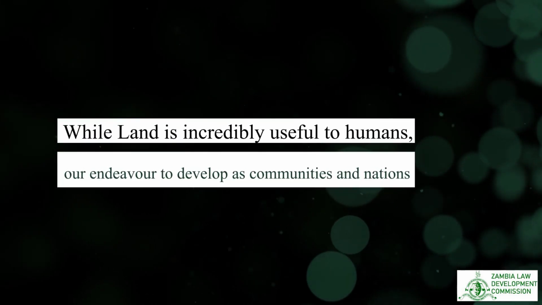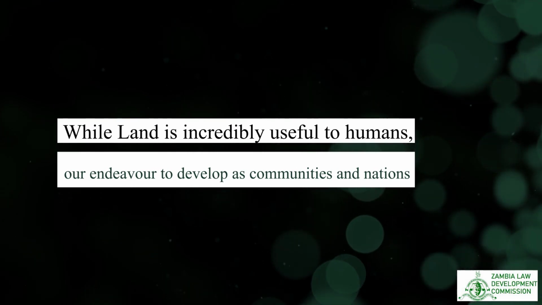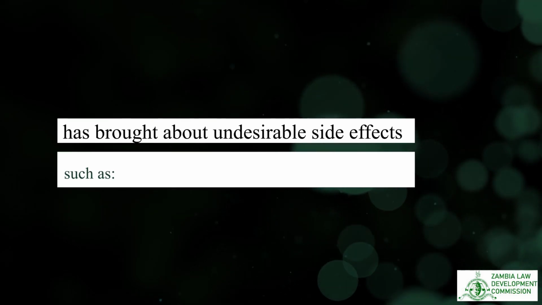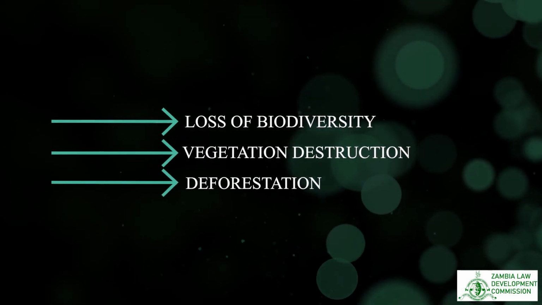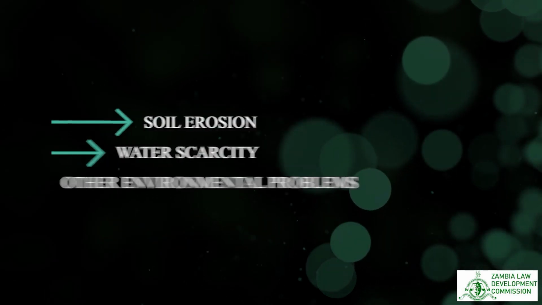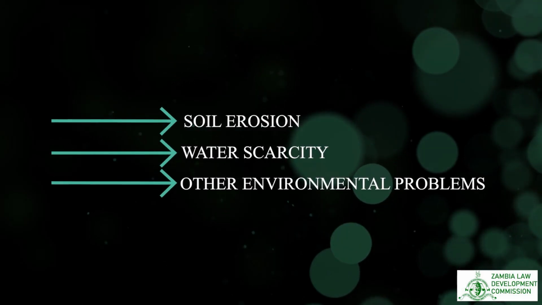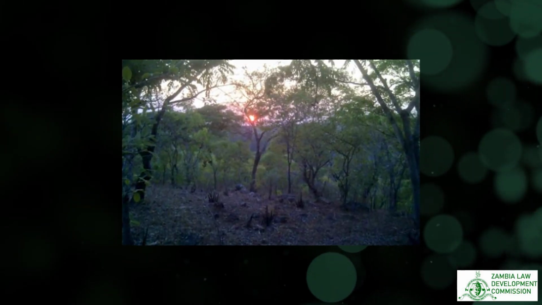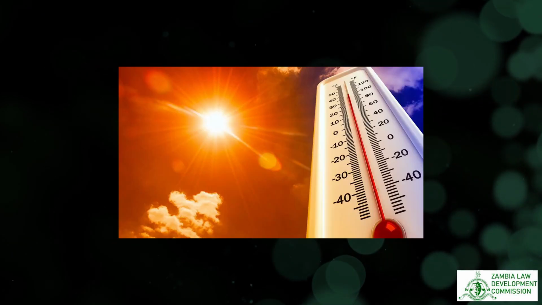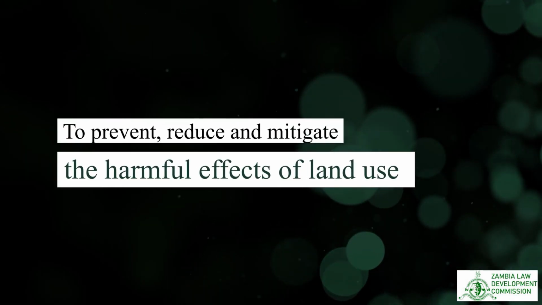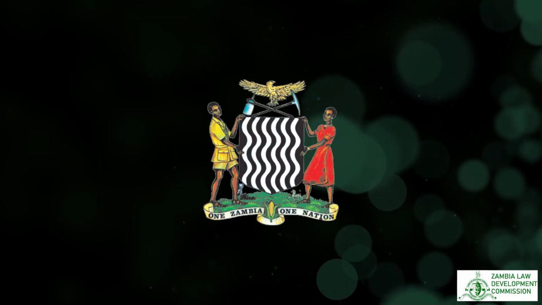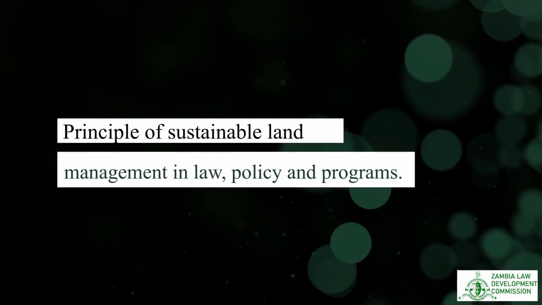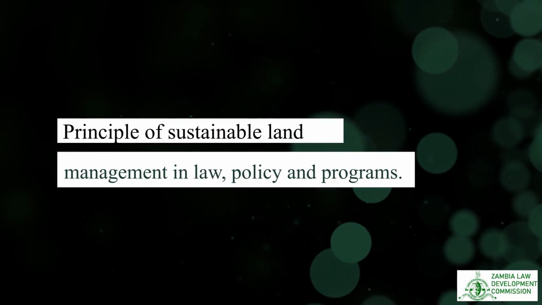While land is incredibly useful to humans, our endeavor to develop as communities and nations has brought about undesirable side effects such as loss of biodiversity, vegetation destruction, deforestation, soil erosion, water scarcity, and other environmental problems. It has contributed to increased incidences of adverse climate change impacts such as droughts, floods, and extreme temperatures. To prevent, reduce, and mitigate the harmful effects of land use, the government has embarked on the process of mainstreaming the principle of sustainable land management in law, policy, and programs.